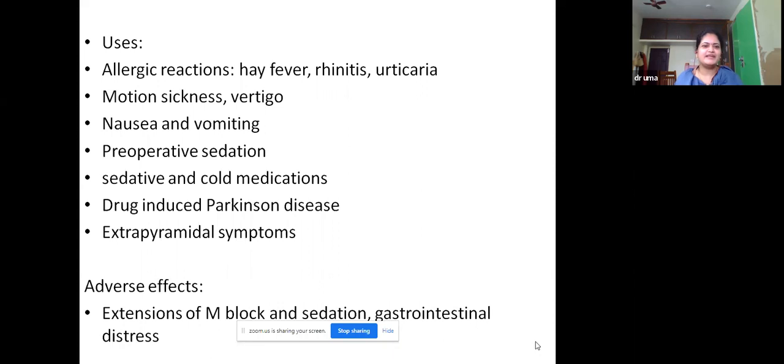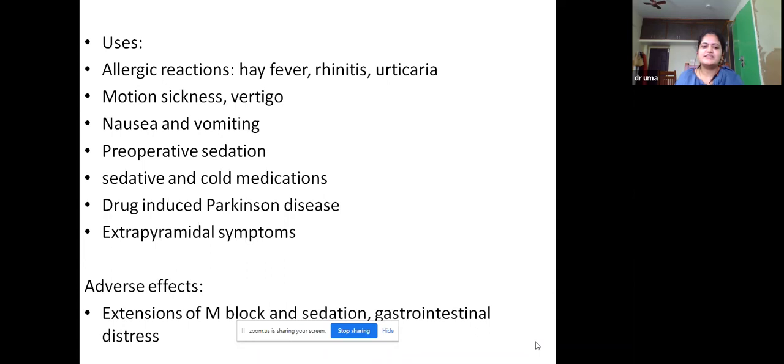So the use is mainly in allergic reactions, and for conditions like motion sickness, nausea, vomiting, for preoperative sedation, sedative, and for drug-induced Parkinson's and extrapyramidal symptoms. That is first generation antihistamines. That is, a drug with an anticholinergic activity has to be used. So for these conditions, it is the first generation antihistamines which are useful.